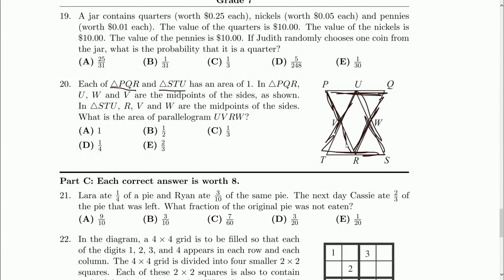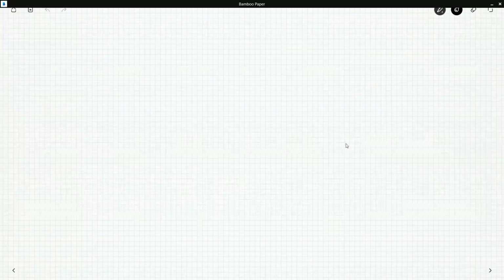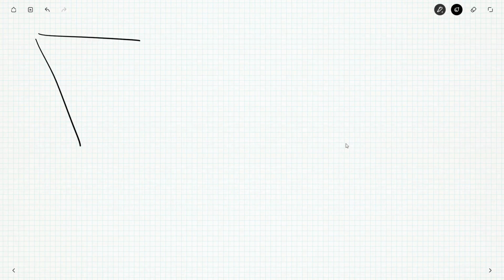In triangle PQR, U, W, and V are the midpoints of the sides, as shown. In STU, R, V, and W are the midpoints of the sides. Oh, so we've got common midpoints here. That's pretty nifty. What is the area of parallelogram UVRW? So this middle parallelogram, this middle diamond shape that they've got, we want the area of that. Okay, so let's copy the picture into our notepad. That way we can draw as much as we'd like on it.